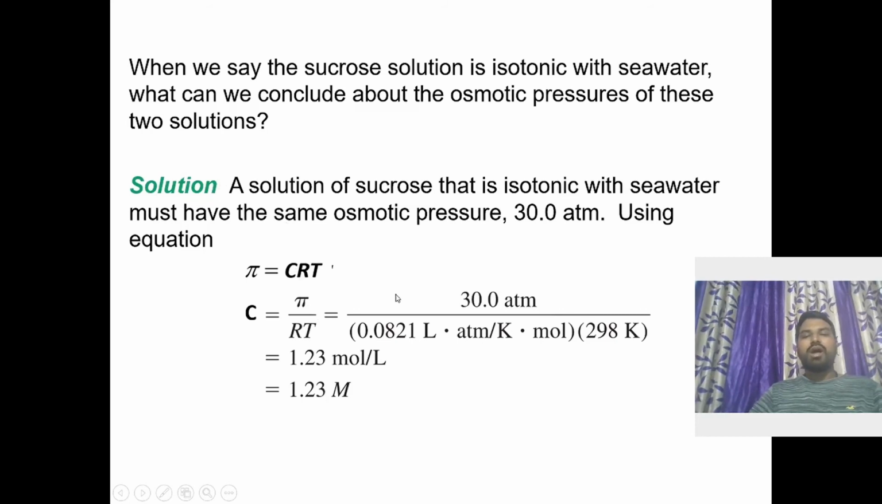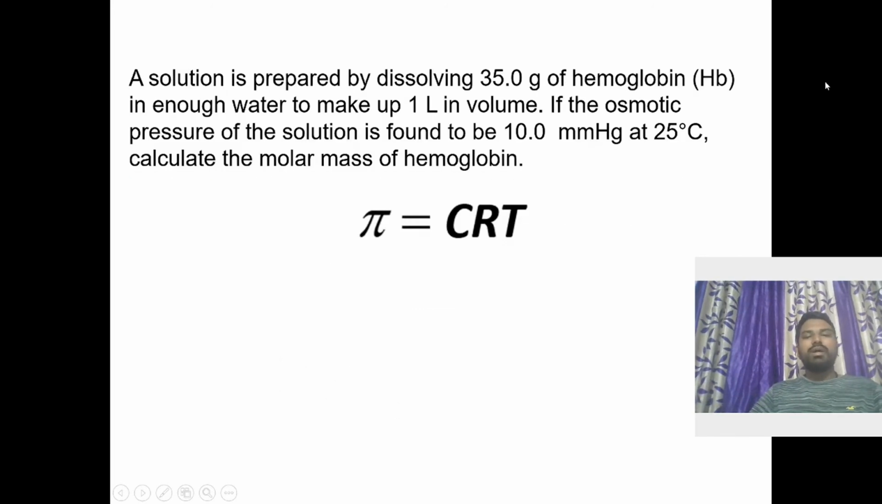Pi is equal to CRT, and 30 atmospheric pressure, we have substituted the values over here, and we have got 1.23 M. M means that is concentration only. I have denoted it by M.